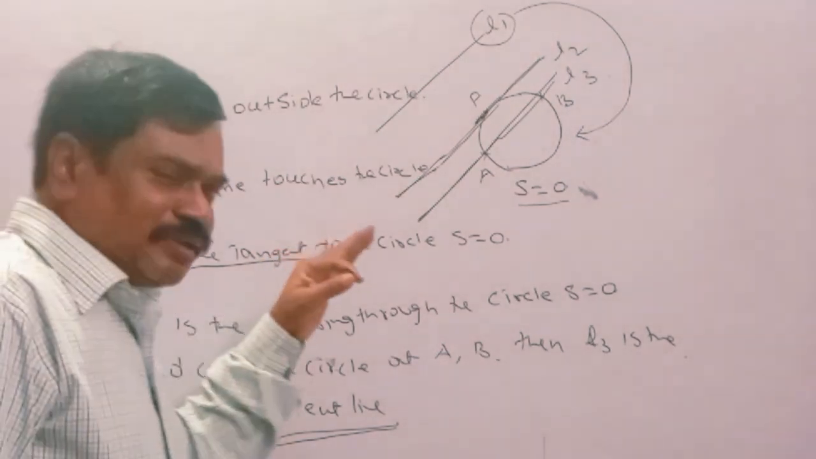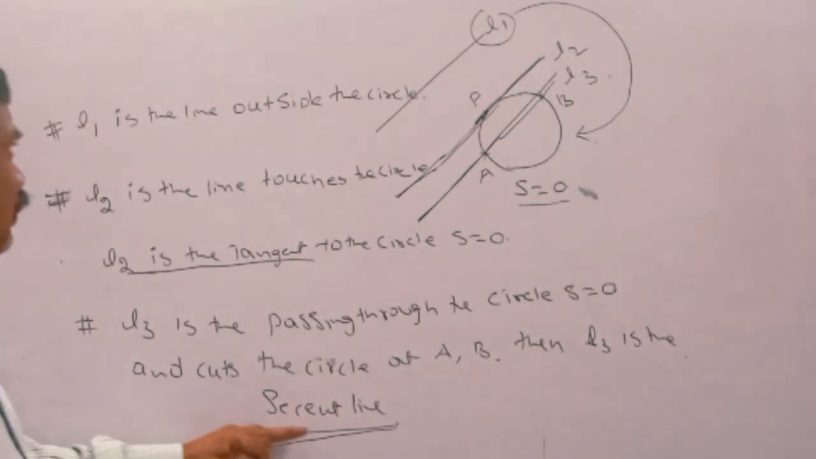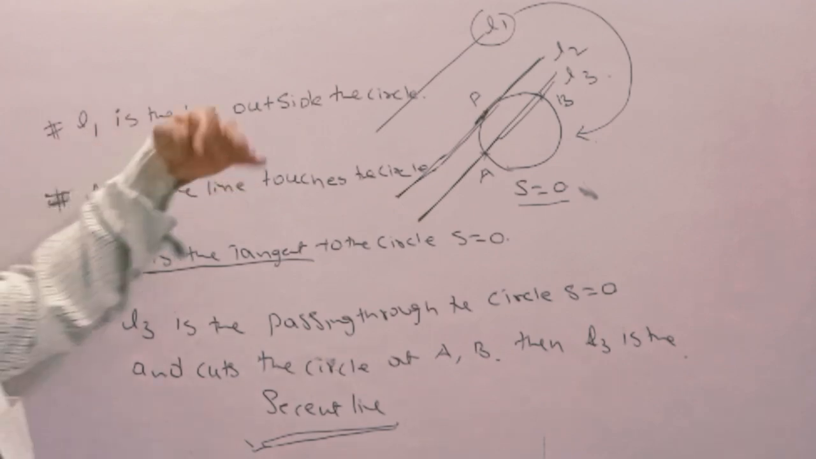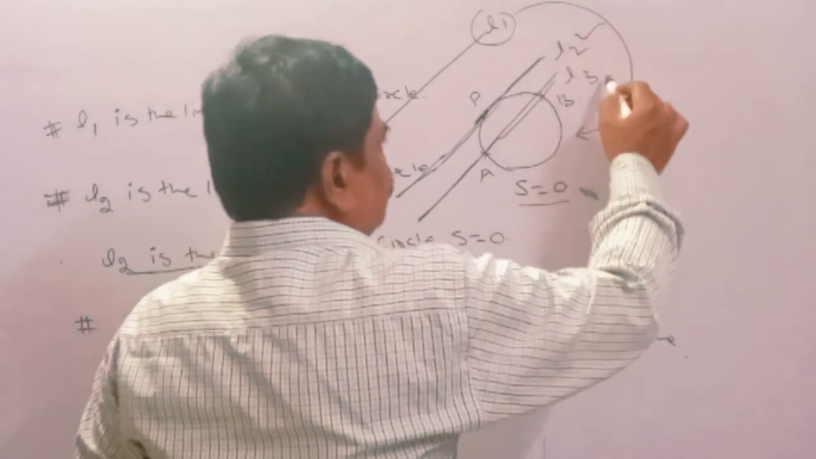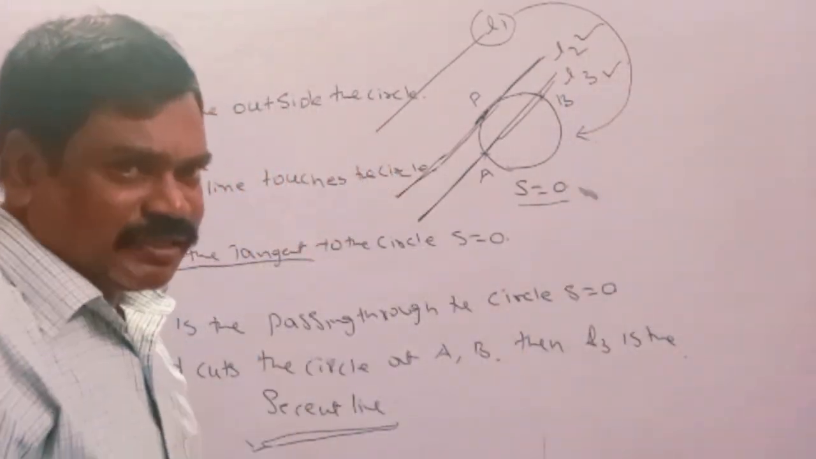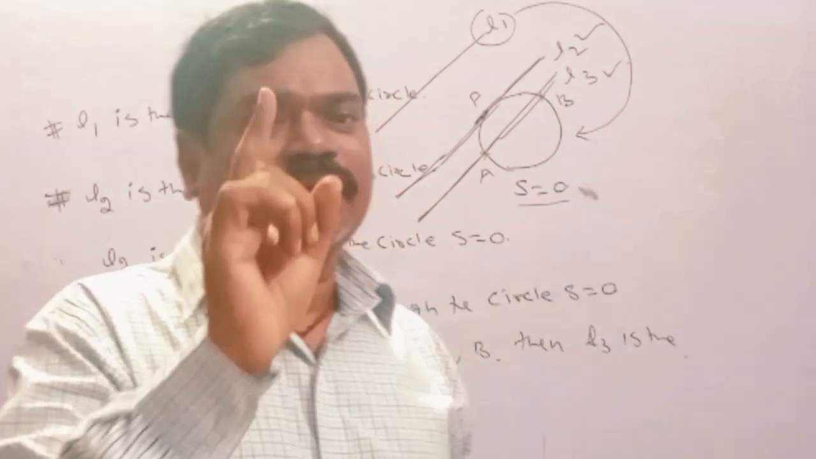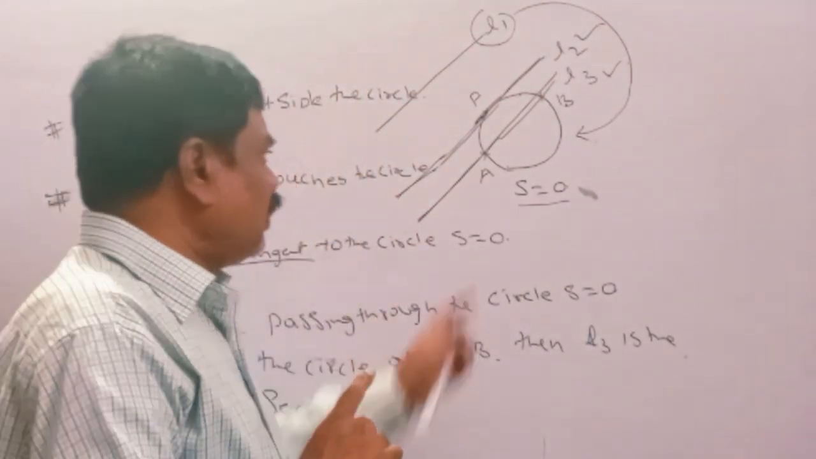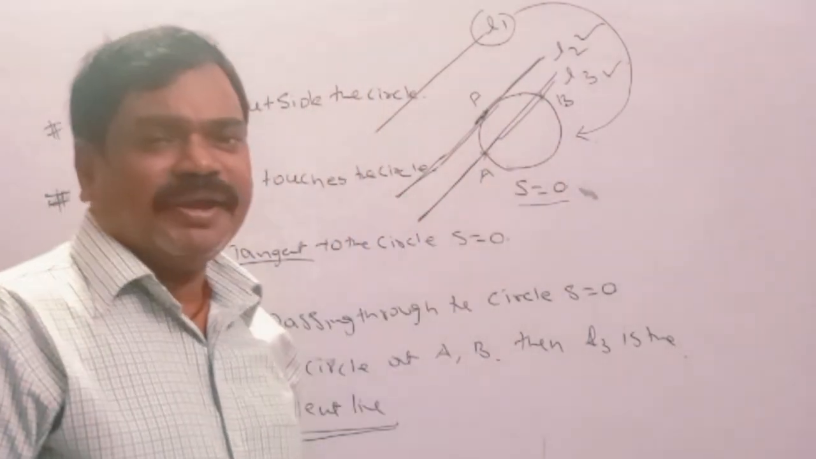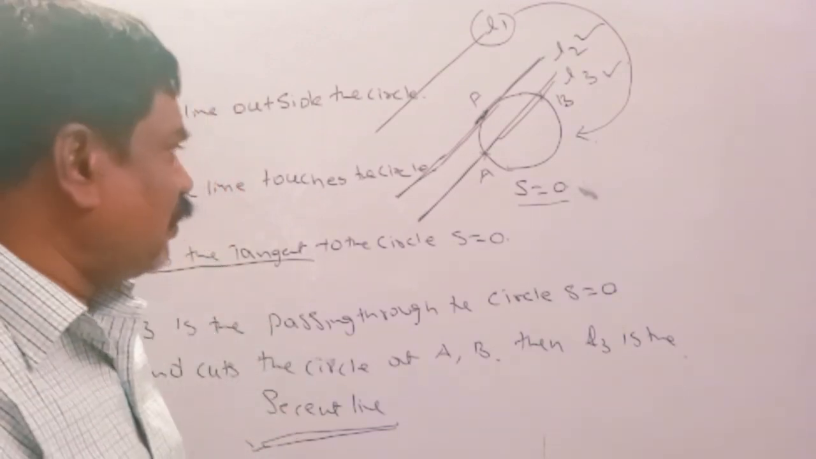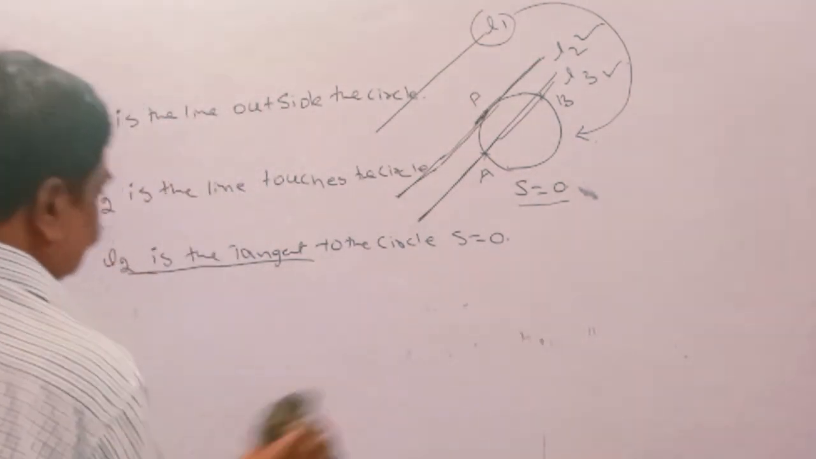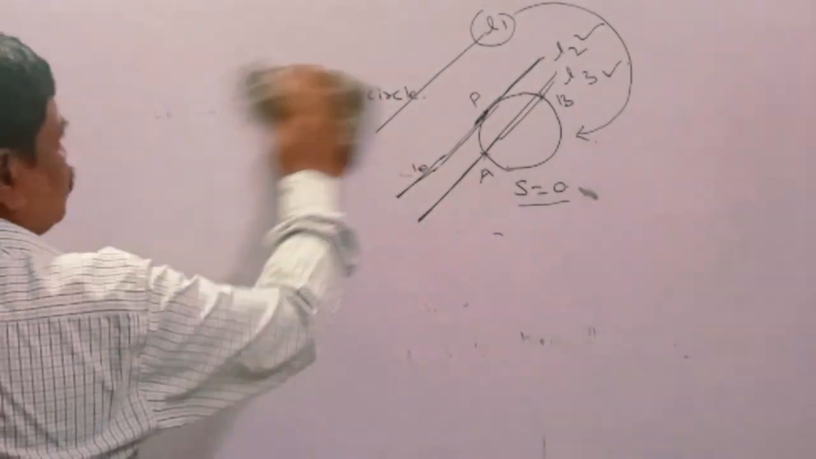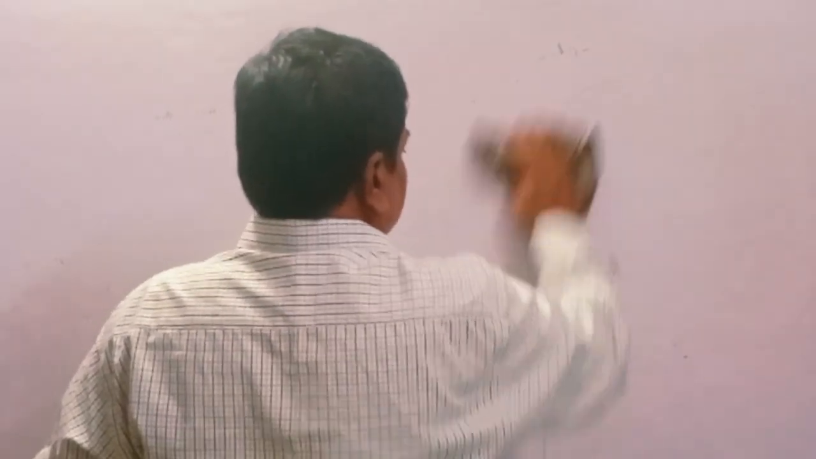Okay, all of you. Here tangent line and secant line. This line L1 is outside the circle. Okay, now this is the tangent line. This is the secant line. Tangent line touches the circle at one point. Secant line cuts the circle at 2 points. Okay, so this is the tangent line and secant line.